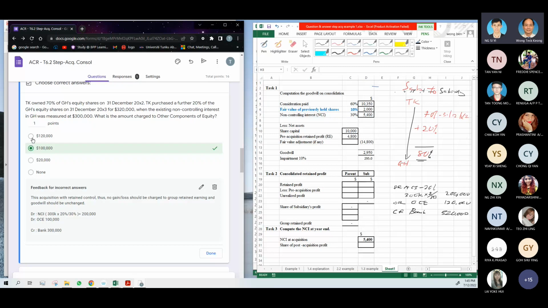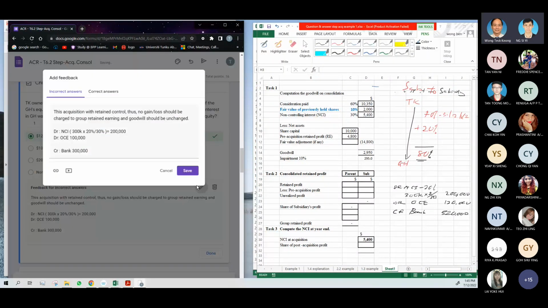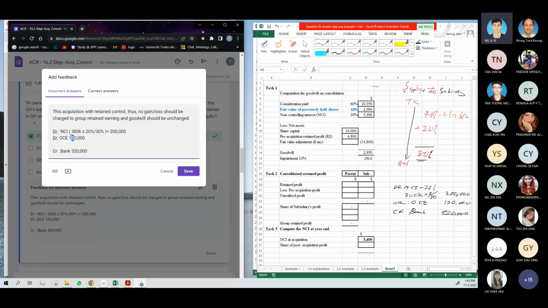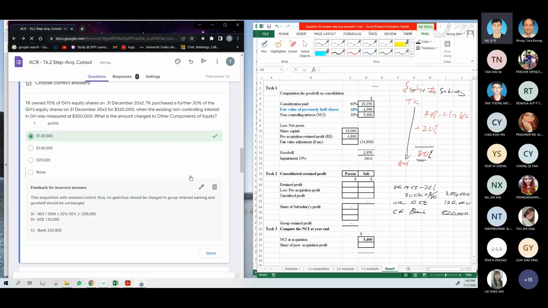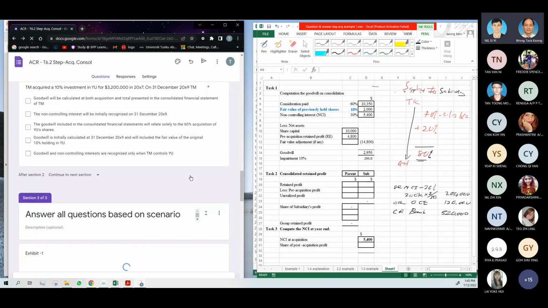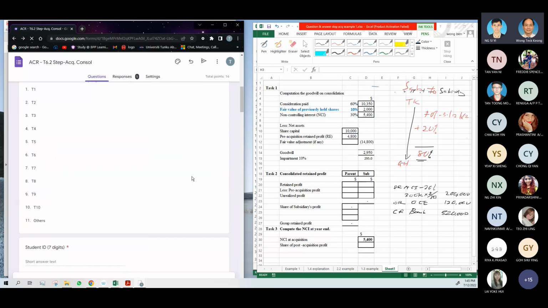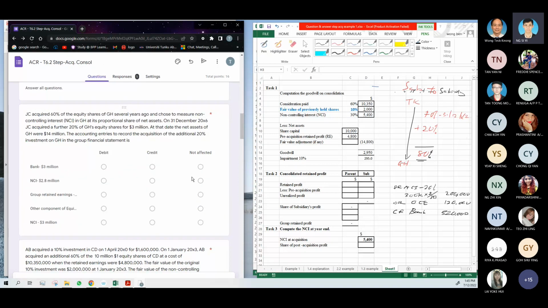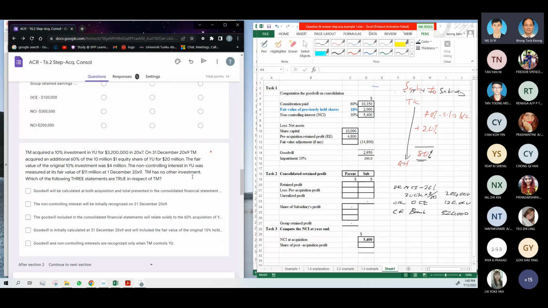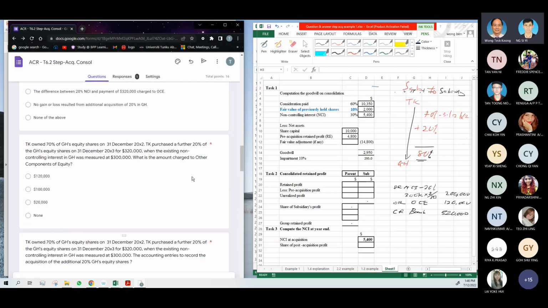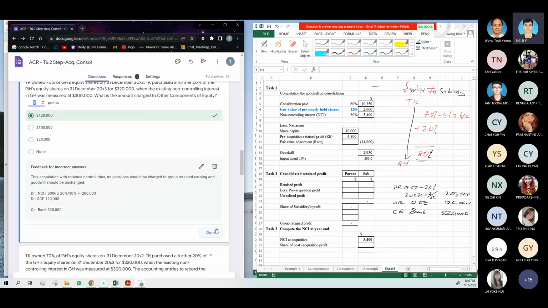So the 120,000 here. Make some changes here, it should be 320. 120. Okay, make some changes. You can reload it, and they will mark for you. Okay, reload the online questions. Any question up to here?